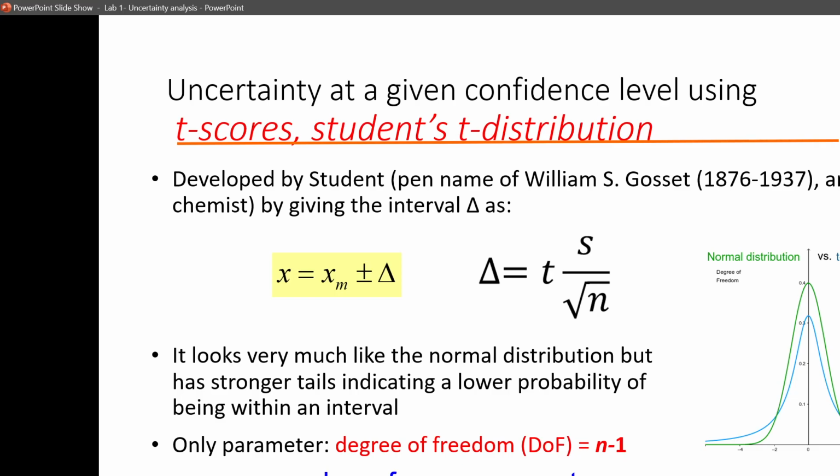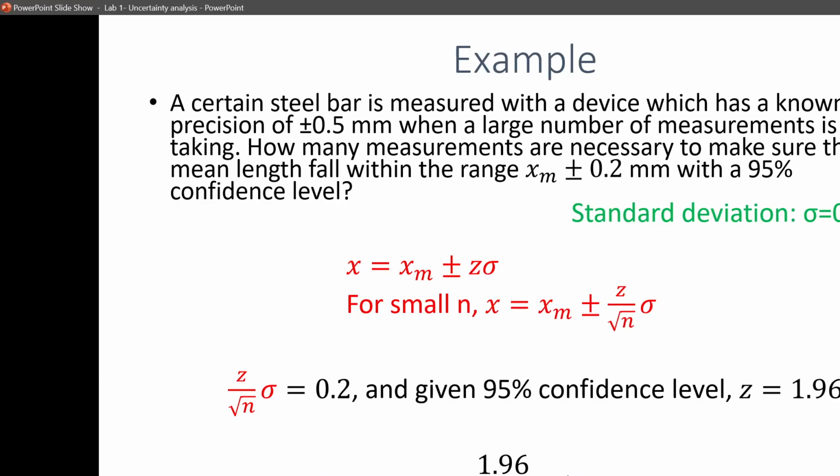Okay, so using this information, let's go back to this example and go through it. We are given the standard deviation as 0.5. We are also given the uncertainty as 0.2. So we want our, in this case, z, because we're dealing with the population, z divided by the square root of n multiplied by your sigma to be equal to 0.2. We are given 95% confidence. For 95% confidence, your z-score is always 1.96.